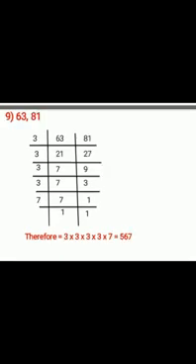The ninth sum, that is 63 and 81. Now 63 and 81 is divisible by 3. So you will write 3 21s are 63 and 3 27s are 81. Now 21 and 27 is also divisible by 3. So you write 3 7s are 21, 3 9s are 27. Now 7 and 9. 9 is divisible by 3. So 7 is not divisible by 3. So you write 7 as it is.